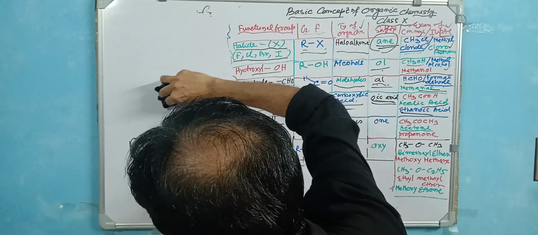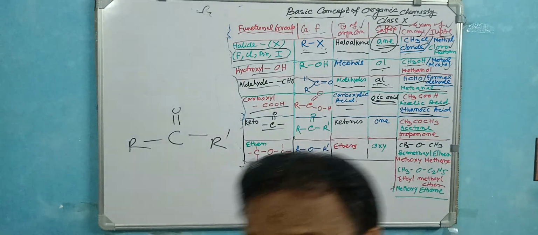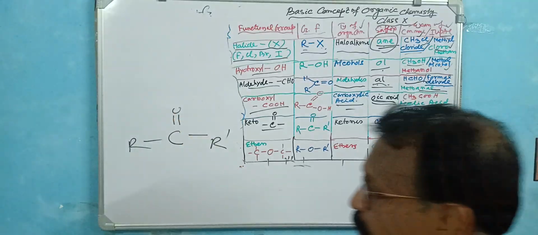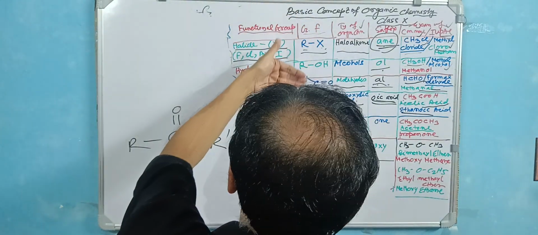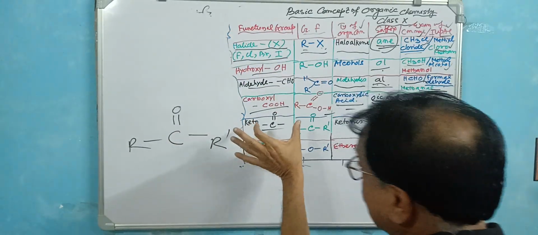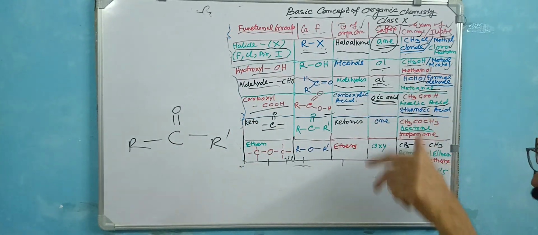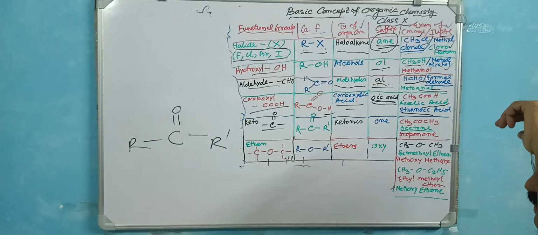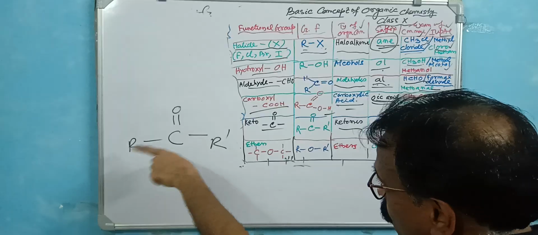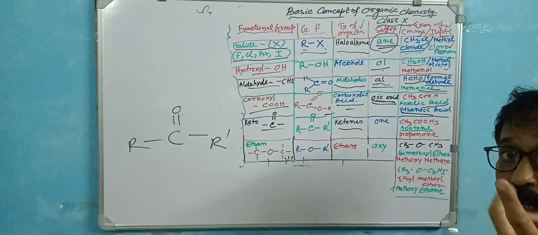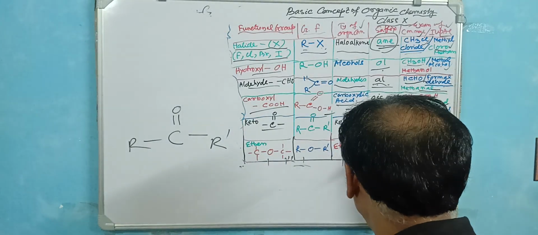Keto means CO. So carbon has four hands, two hands are complete by oxygen and two hands are open. Here in all the others one hand is open, but in the case of the keto, two hands are open. Is it clear to you? This is called the keto group. Carbon has four hands, two hands are there. So keto. What is the IUPAC system name?